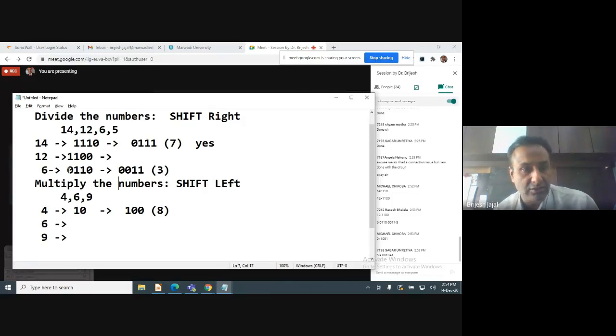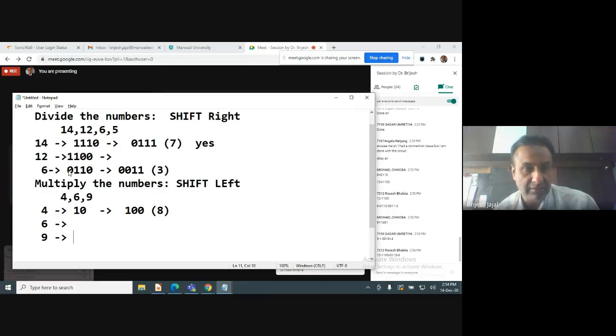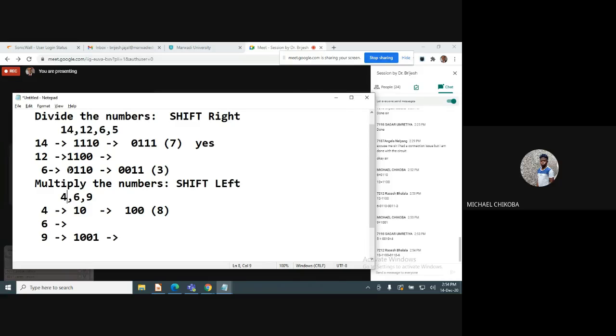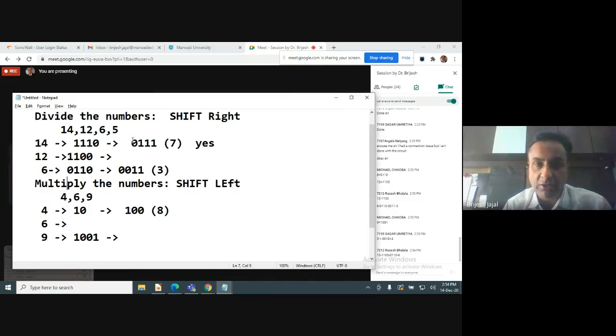9 is 1001. Okay, that is written by Michael. So once you divide, what does it become, Michael? 5 is 0010. Where is 5? Sagar, where is 5? The question is, when you are shifting, what answer do you get? This also you should specify. This is okay. But after the shift, what do you get?